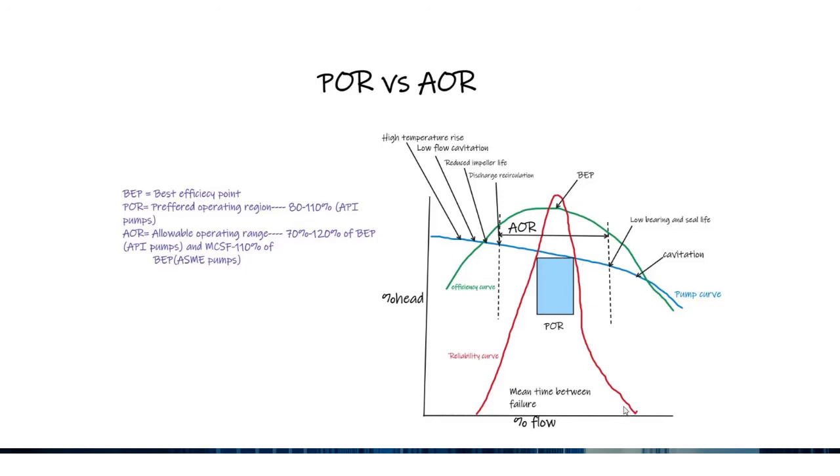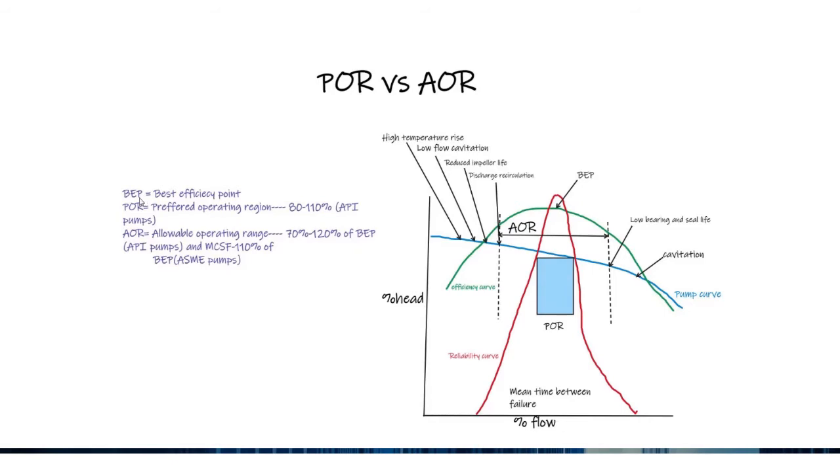Okay, then you can also see the red curve over this figure. This red curve is basically the pump reliability curve, which is drawn to help you understand the difference between the POR and AOR. So you can see in this diagram, okay, before I further explain this figure, let's come to these three terminologies, abbreviations.